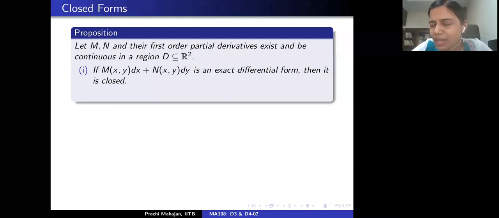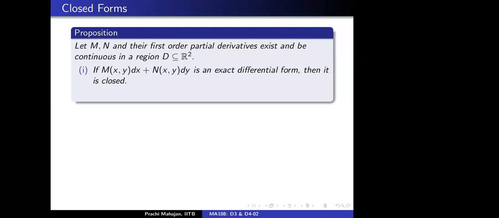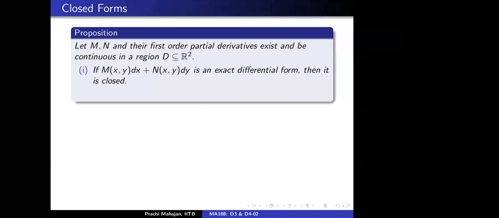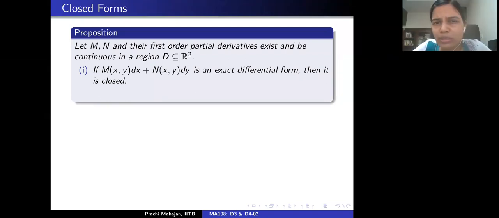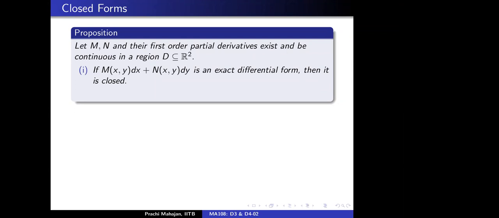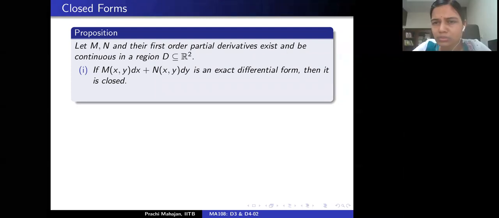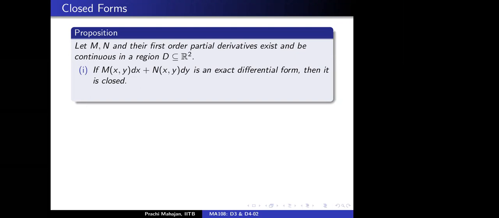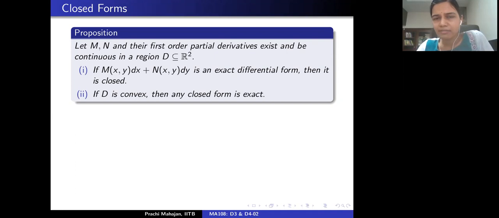I didn't get your question. How do we go from closed to exact, meaning what? I mean, how does it imply that if it is closed, then it is exact? I am not claiming that. See, it's only a one-way implication. If M dx plus N dy is exact, then it is closed. Exact implies closed. The other way is not true in general. Closed does not imply exact. I'm only making a one-way implication. Understood. We'll discuss a proof, but let's look at the other way. Your question: when does closed imply exact?